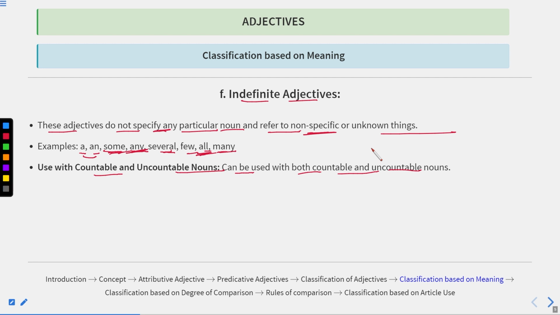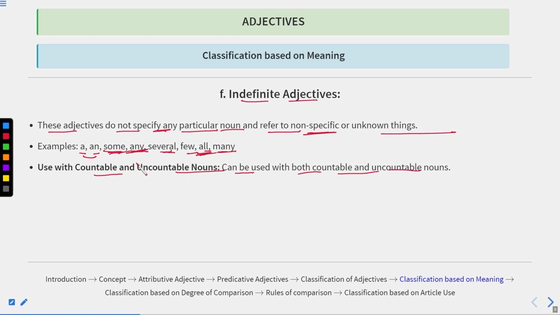You can take various examples like a mango. Okay, so there is only one mango, I can use a mango. An apple, there is only one apple I'm talking about, so I can say an apple. If I say some people, that is fine. If I say some water, that is also fine. Now, water is uncountable, I'm using some with it, that is fine. But if I say some students are going there, that is also correct. Now, some is used with the students.